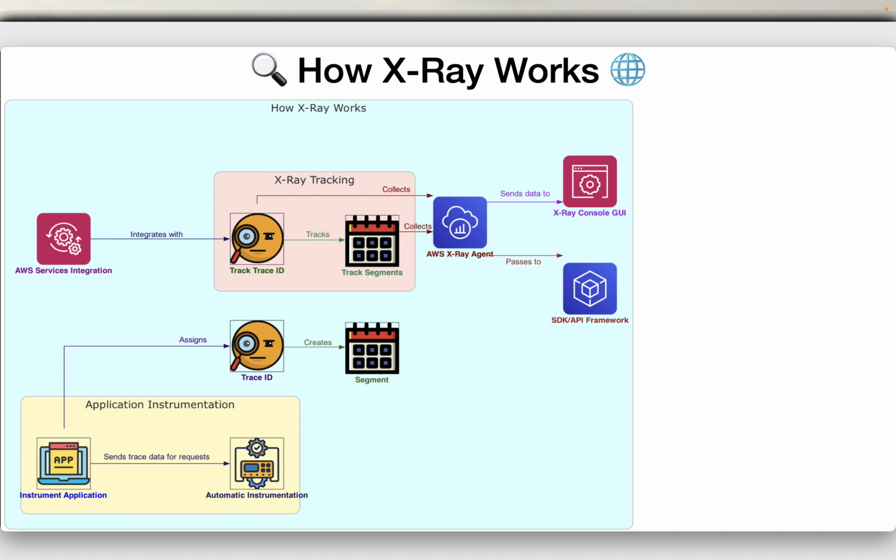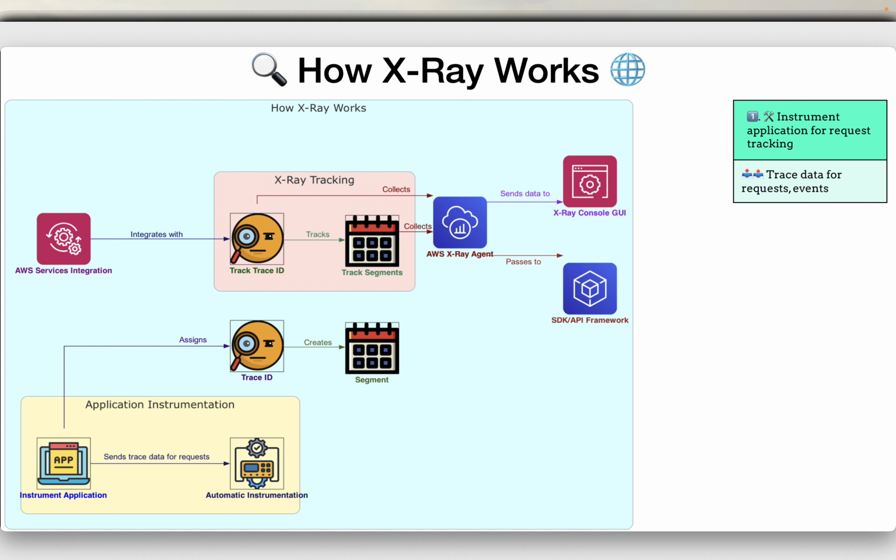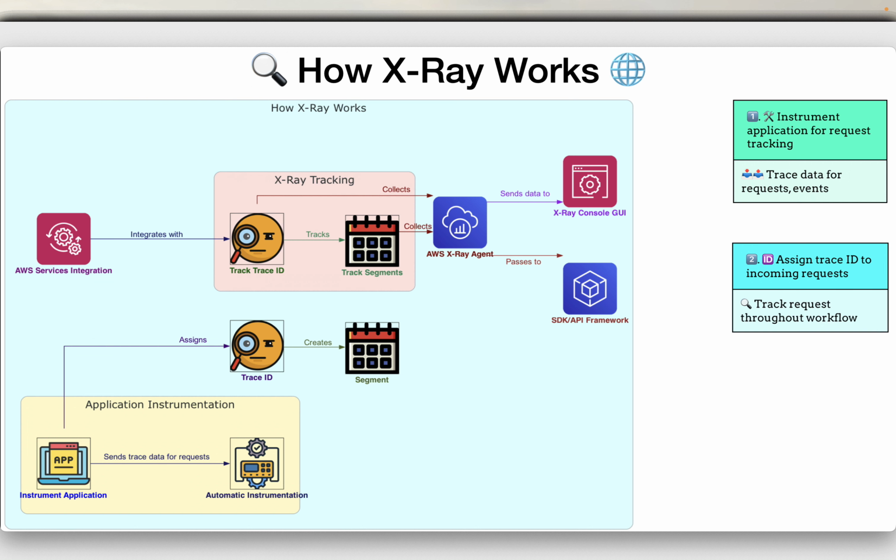How X-Ray works? To use X-Ray, you must first instrument your application so that X-Ray can track how your application handles a request. Adding instrumentation lets X-Ray send trace data and metadata for incoming and outbound requests and other events within your application. X-Ray assigns a trace ID to any request that your instrumented application receives. This trace ID is used to track the request throughout the application workflow.